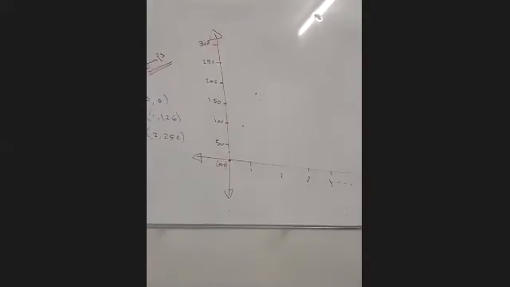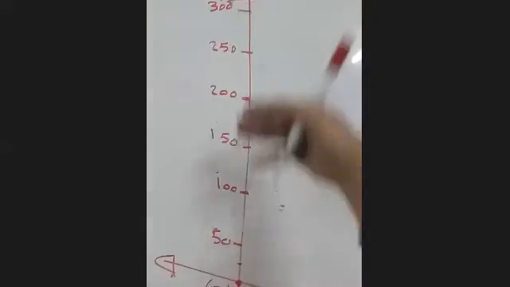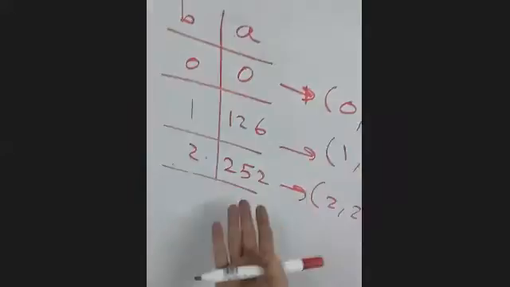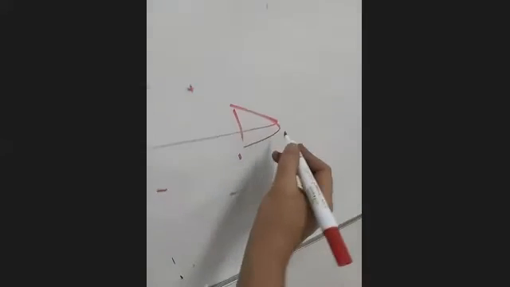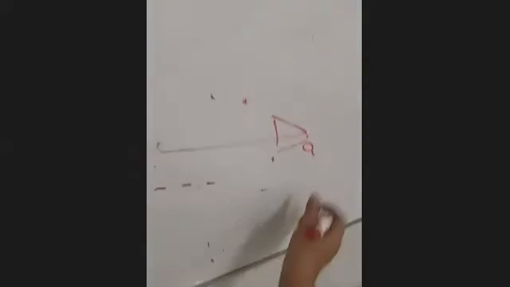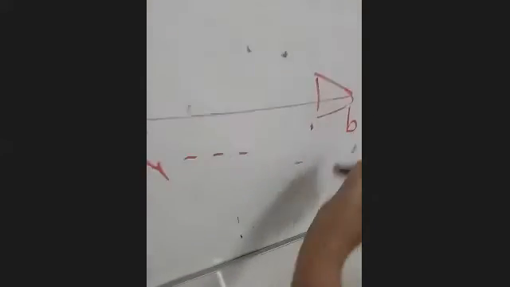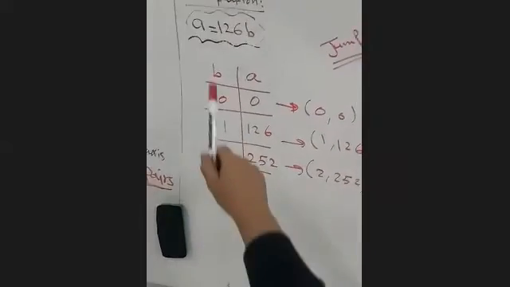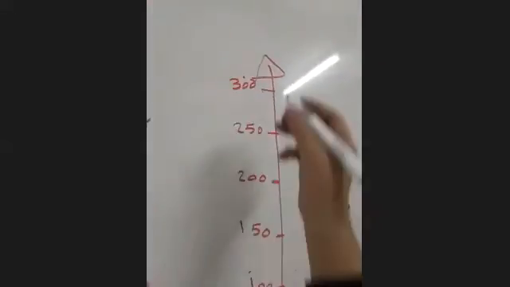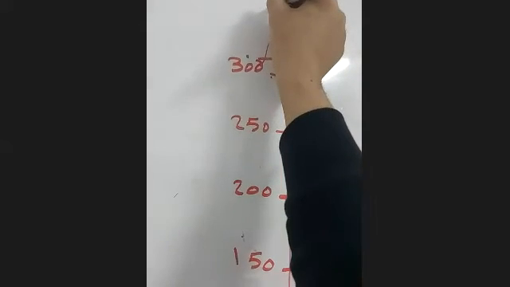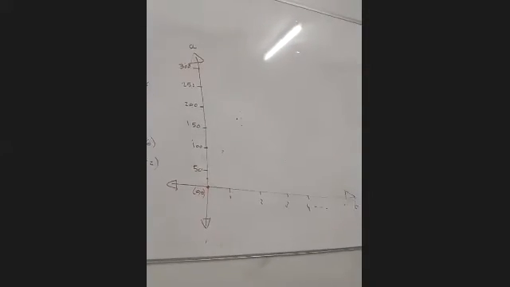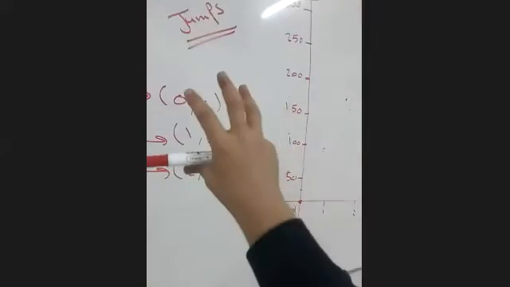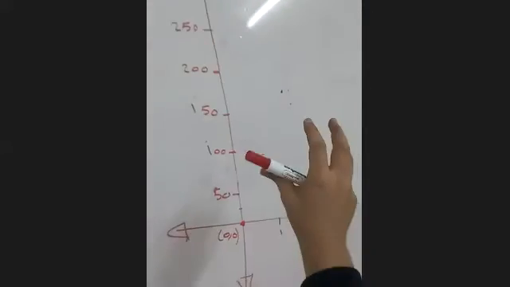Why do I do jumps, guys? To make it easy for me, because I have big numbers for the vertical one. Now the horizontal one, we call it B, sorry, B, which is the independent. The vertical one we call A, the dependent. Done? Now what I need to do, I will graph these points on the coordinate plane.